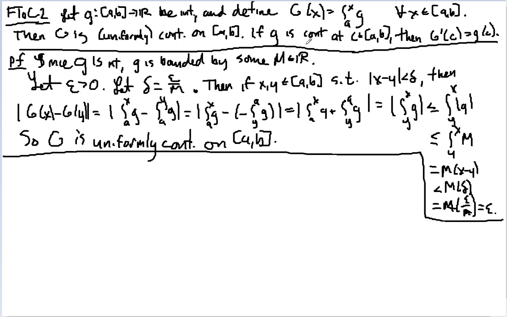Okay, now I need to prove that if g is continuous at a point c, then G prime of c equals little g of c. So the way I'm going to do that is I'm going to set up the usual proof for continuity, and hopefully I'll have enough space to prove that something is, or to prove differentiability, sorry. I'm going to let epsilon be bigger than 0. I'm just going to set it up, and I'm going to have to go to a different screencast.